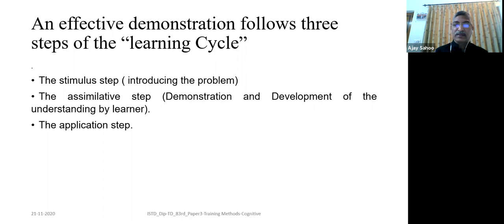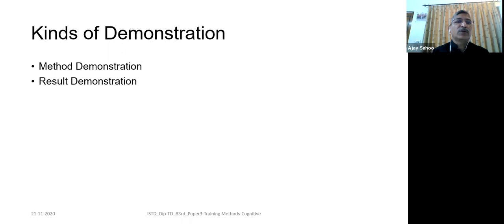So the learning cycle in the demonstration method follows these three steps: the stimulus step, the assimilative step, and the application step. All right. So what are the different types of demonstration? There are two types. One is the method demonstration. The second is the result demonstration. Method demonstration is basically step by step how something is done.